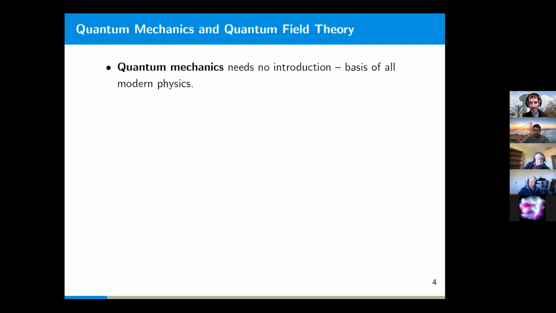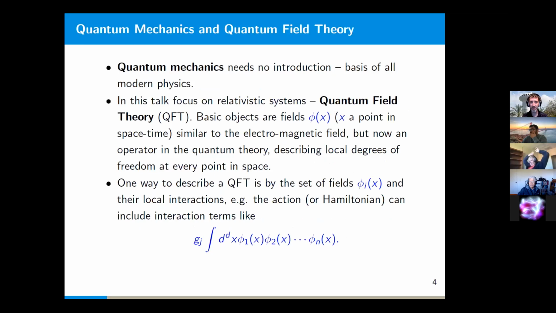Quantum mechanics, of course, needs no introduction. It's the basis of all modern physics. And in this talk, I'll focus on its implementation in relativistic systems, namely in quantum field theory. So one standard way to formulate quantum field theory is to take the basic objects to be fields, phi of x, generalizing the electromagnetic field. But in the quantum theory, these are operators, and one can view them as describing local degrees of freedom at every point in space-time. So generally, x in my talk will denote a point in space-time.